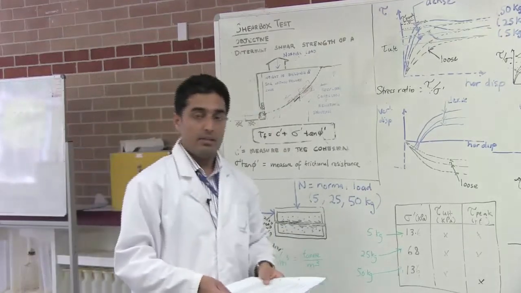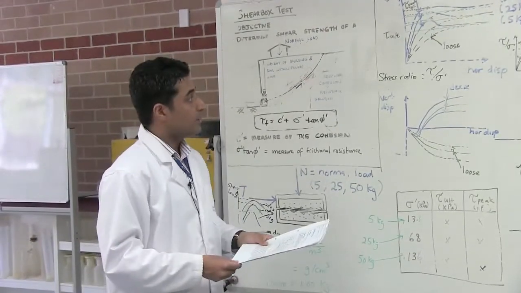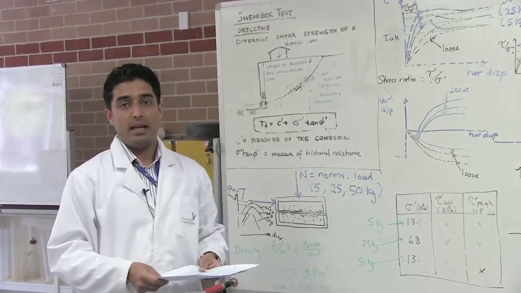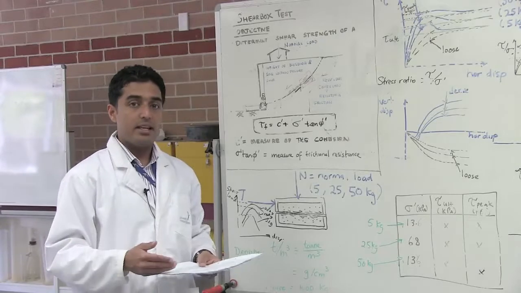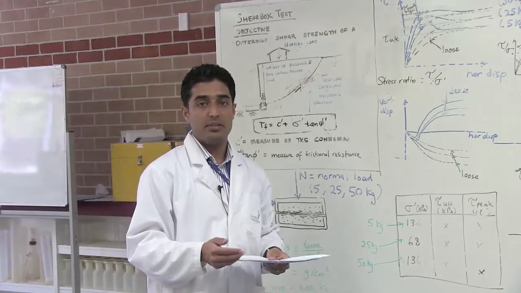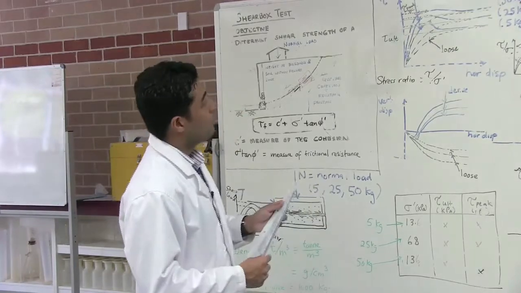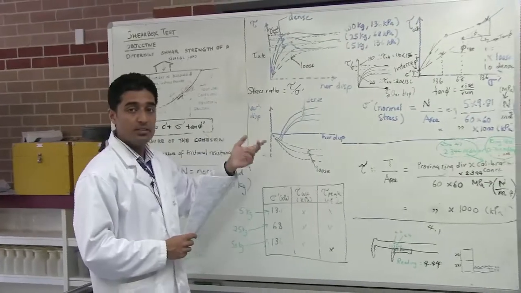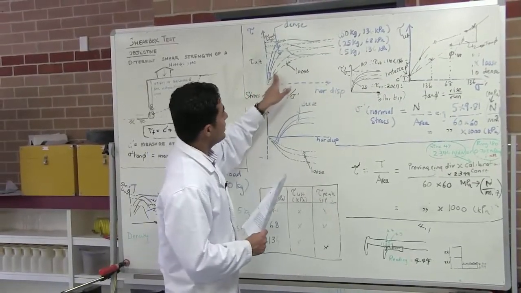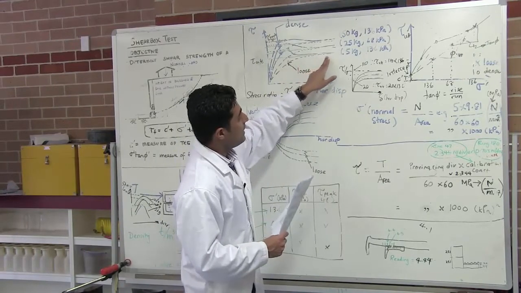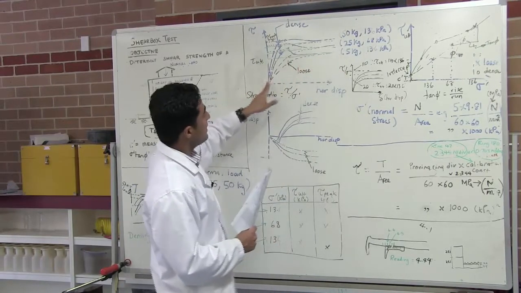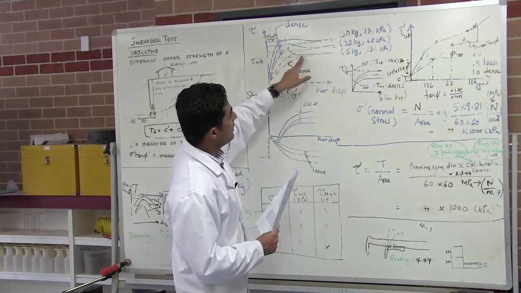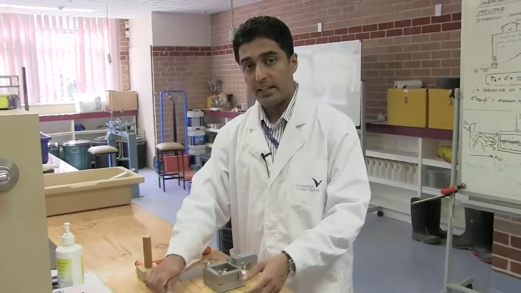In our practical, we are going to use two types of samples. One is a loose sand sample and the other one is a dense sand sample. Each sand sample will be subjected to three different normal loads, and when you plot the horizontal displacement versus the shear strength curves for both the samples, you should get the loose sand sample going up like this and asymptoting here, and for the dense sand sample, the shear strength goes up and comes down a little and asymptotes again to the same value.